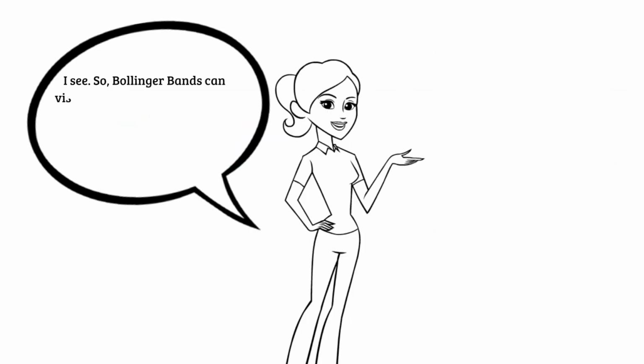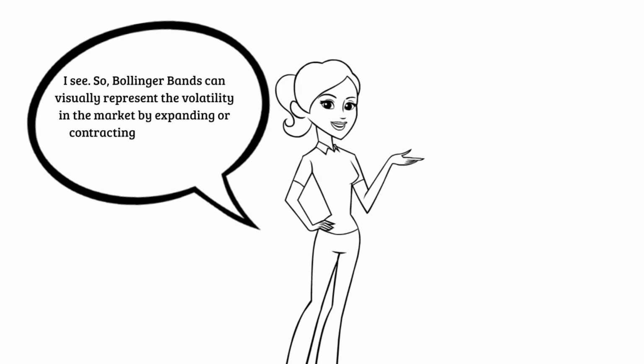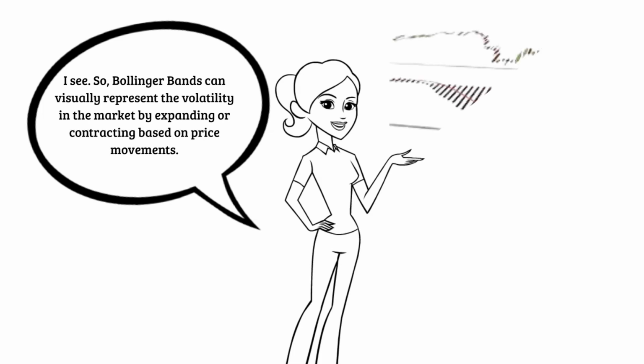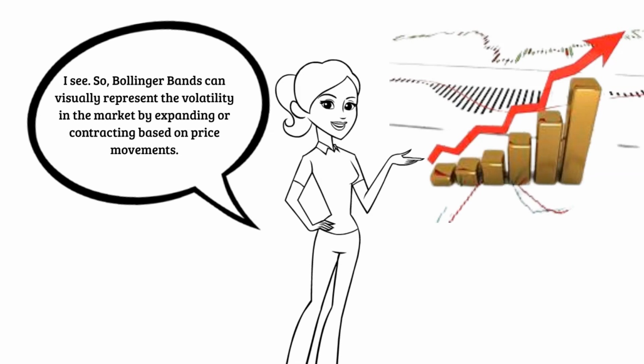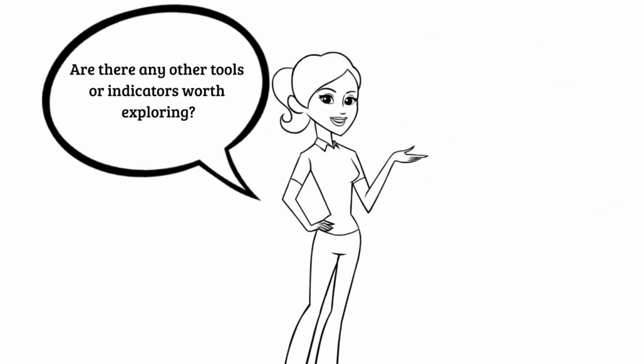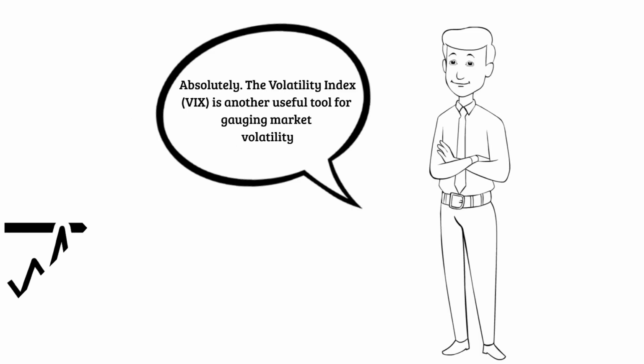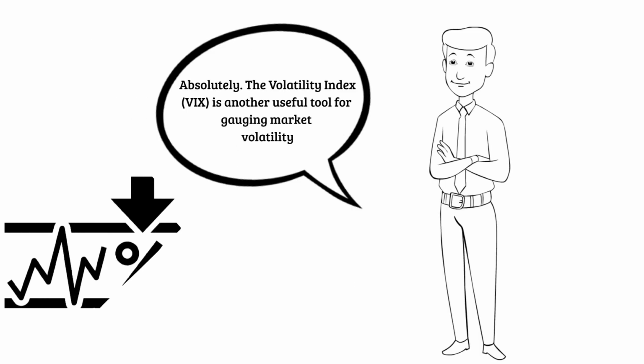I see. So, Bollinger Bands can visually represent the volatility in the market by expanding or contracting based on price movements. Are there any other tools or indicators worth exploring? Absolutely. The Volatility Index, VIX, is another useful tool for gauging market volatility.